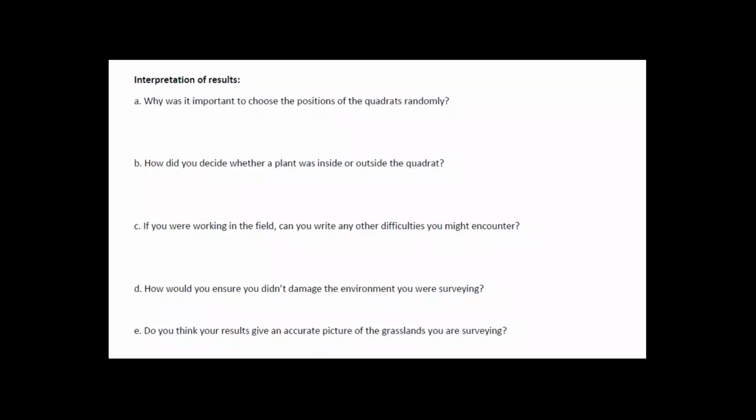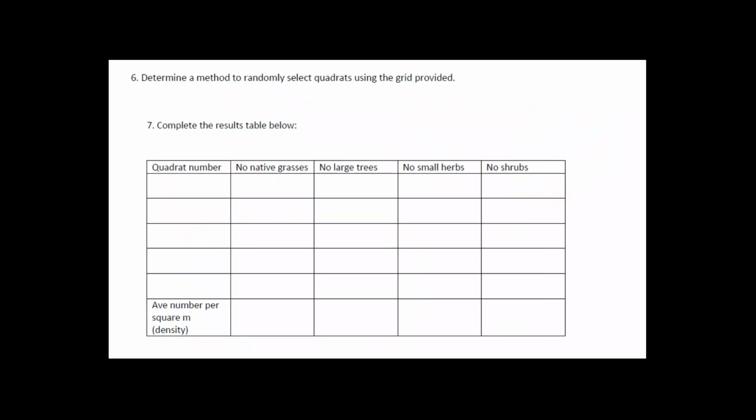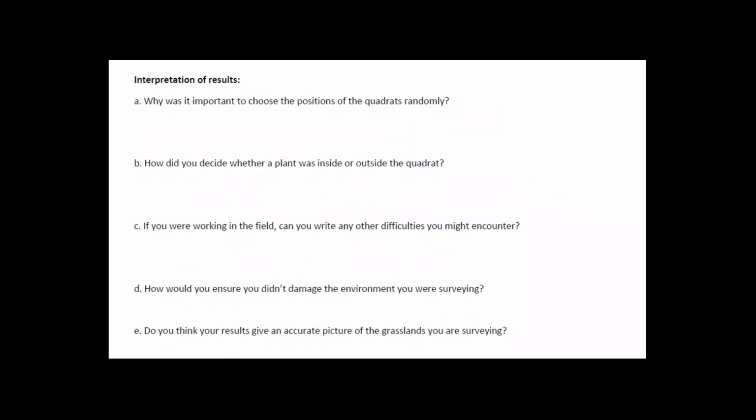Well, I suppose difficulties you might actually encounter in the field. For example, if you have large trees, getting the quadrat around the large tree may prove difficult. You can think about that. How would you ensure you didn't damage the environment you were surveying? Again, you can think about that. How do you think your results give an accurate picture of the grass? Or do you think they give an accurate picture?